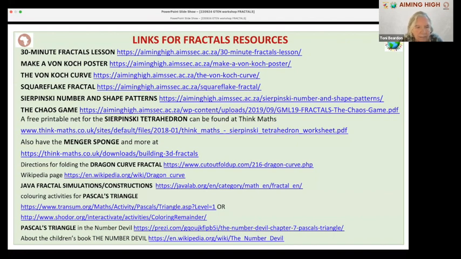Can I just chip in very briefly? We've been talking a lot about drawing, so for example, with the von Koch snowflake and the square flake, but there's also things you can do with folding paper that work really well and easily. So in the middle there, you'll see it says directions for folding the dragon curve fractal. That works really well with primary children too. And it's a very tactile activity, which just requires folding. So you don't have to worry about sticking things perfectly and so on.